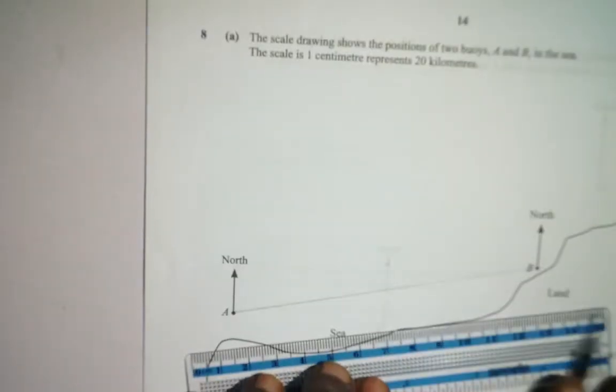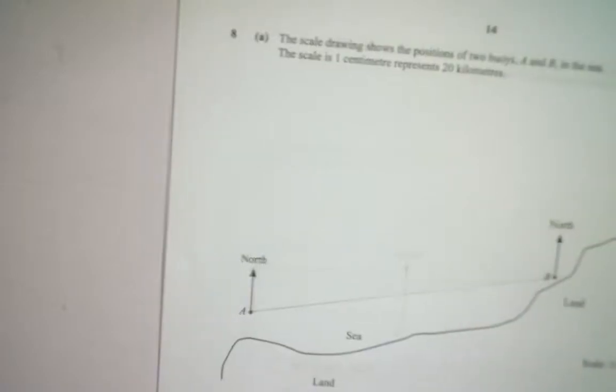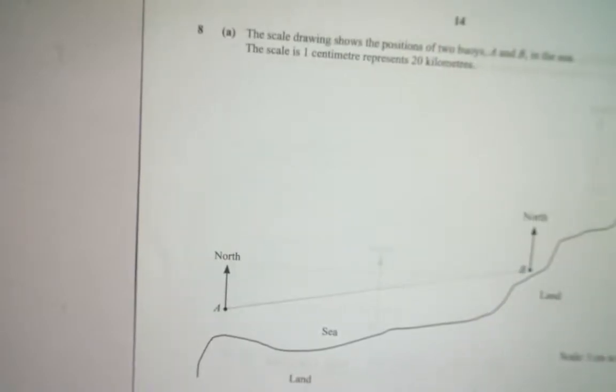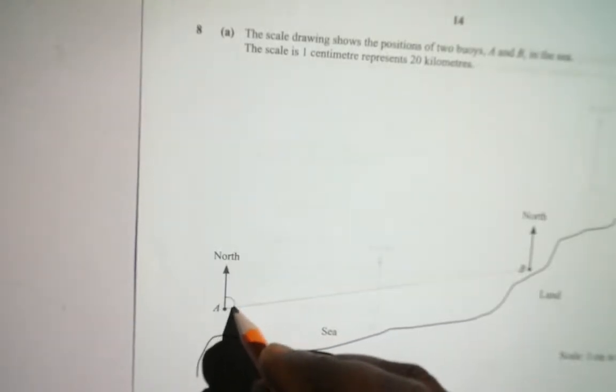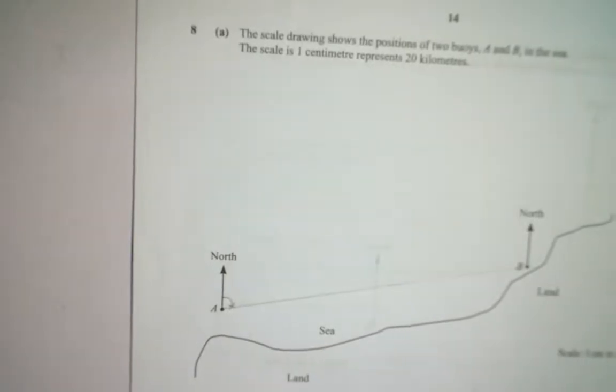So I'm joining point A and point B with a straight line. Okay, that is the line there drawn. And the bearing of B from A will be this angle here. Remember, bearing is measured from north in the clockwise direction. So measuring that angle will give us a bearing of B from A. And remember, to measure an angle, we need a protractor.